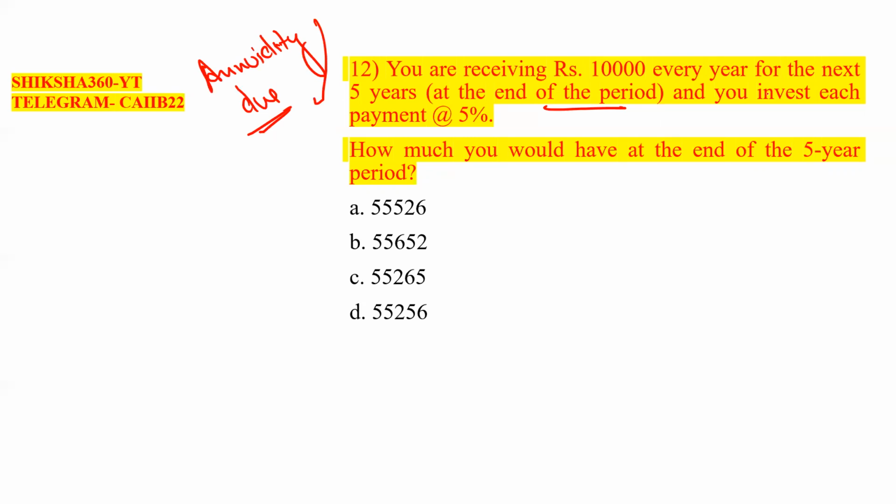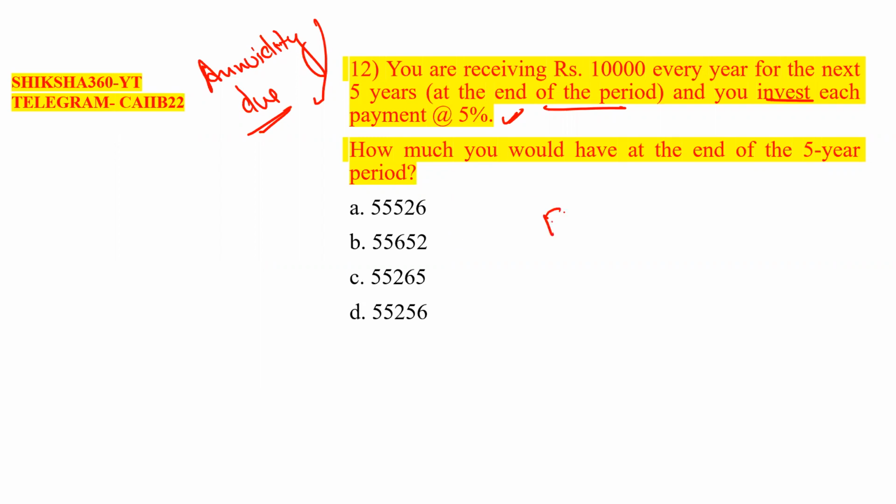And you invest each payment at 5%. Further, we are investing that money at the 5% interest rate. How much would you have at the end of 5 years? Definitely you will get more than 50,000, but how much more? When we see the options, all are 55,000 plus.